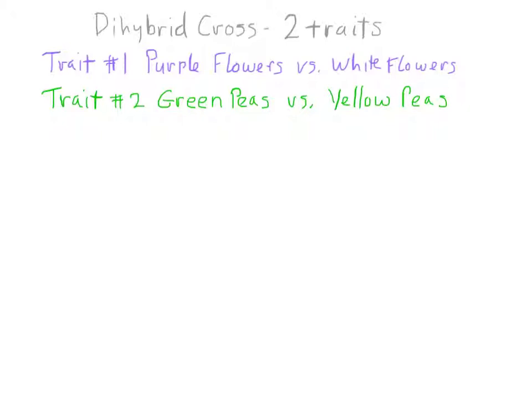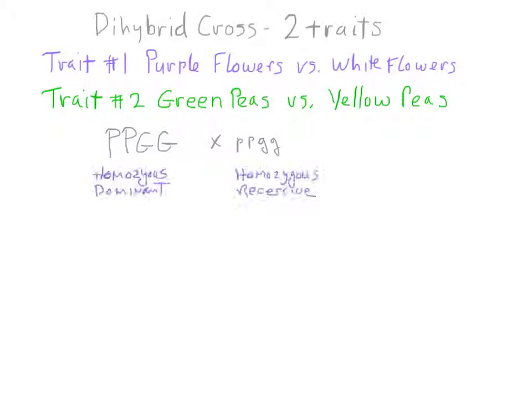In this dihybrid cross, one parent is going to be homozygous dominant for both genes. So this parent would be purple flowers with green peas, and the other parent is going to be homozygous recessive for both genes: little p, little p, little g, little g. So just to be clear, this parent is homozygous dominant for both genes, and this parent is homozygous recessive for both genes.